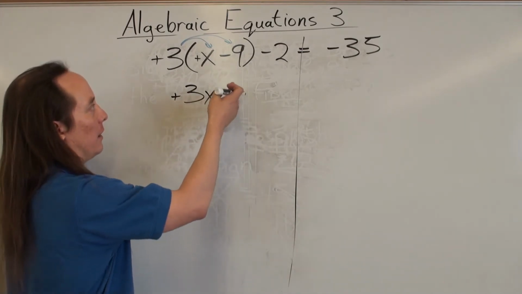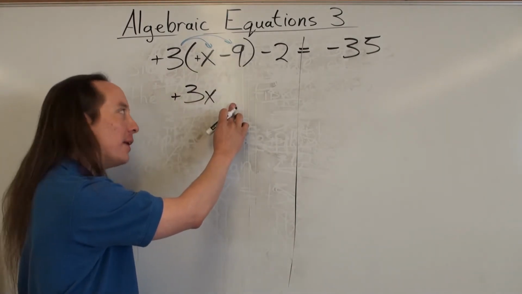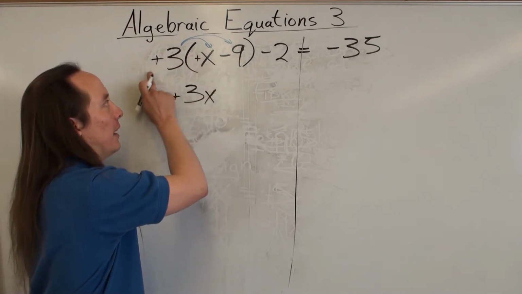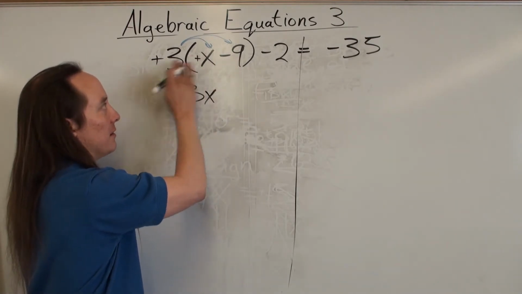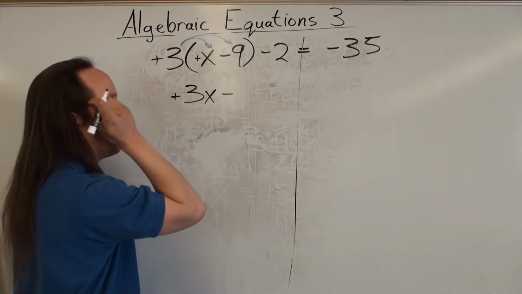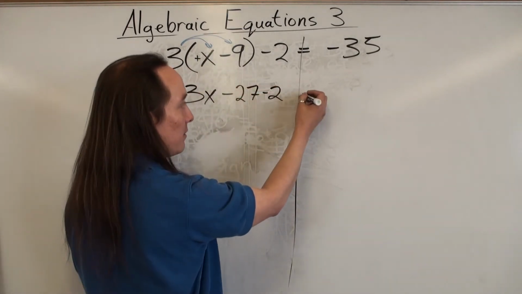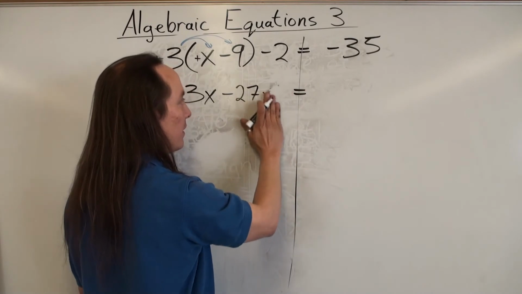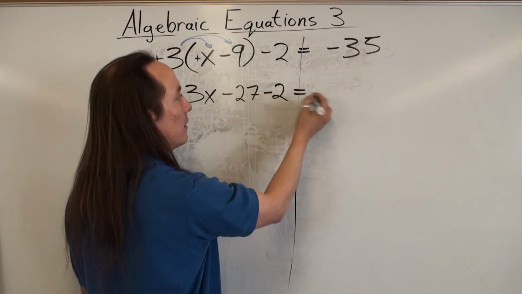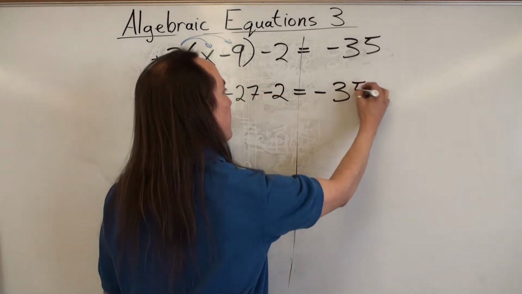And again, we don't just bring down this negative. We have to multiply to get that sign. So positive times a negative is a negative. 3 times 9 is 27. Minus 2 is equal to negative 35.